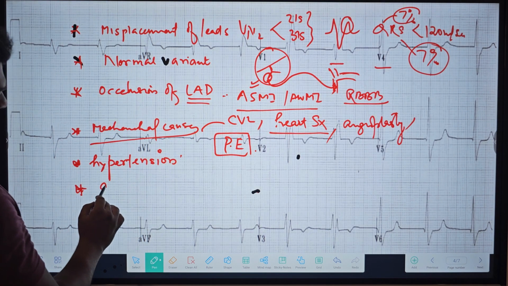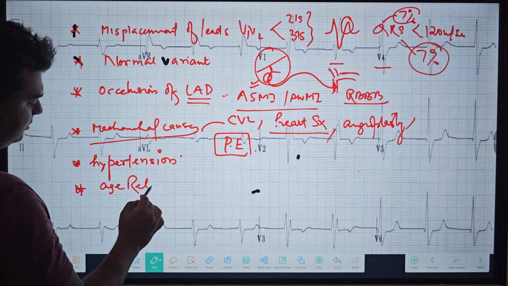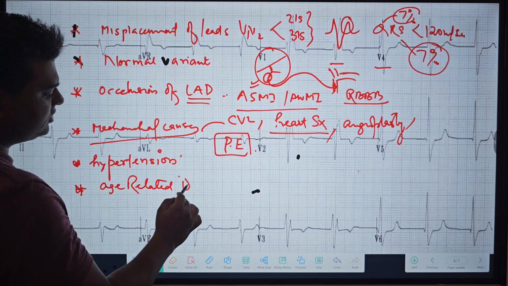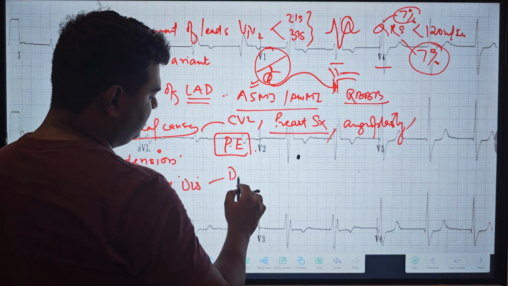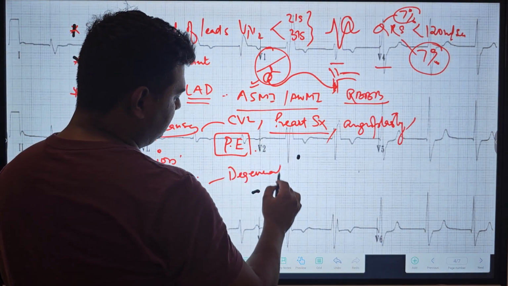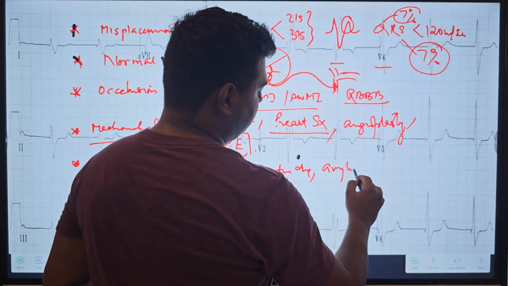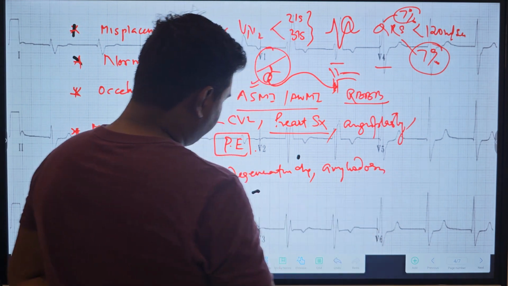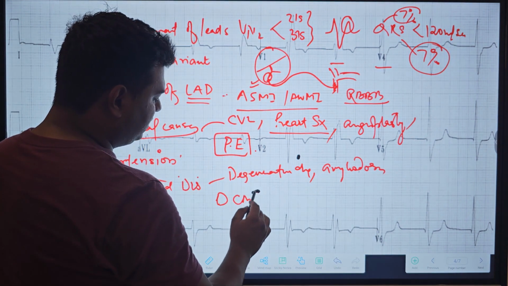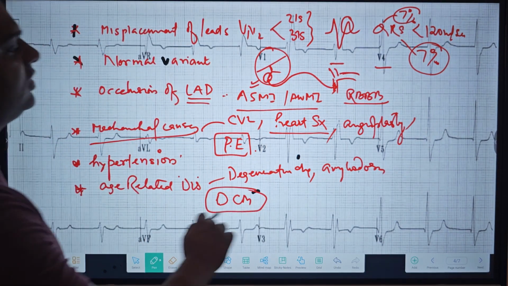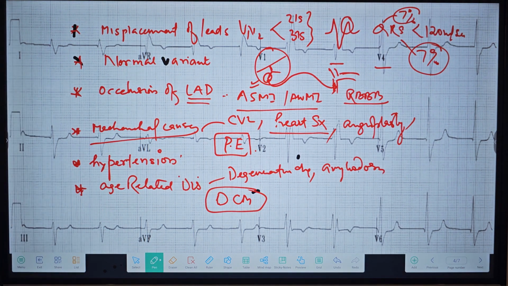Sixth, age-related disorder, like degenerative changes. Example, amyloidosis. Then there can be dilated cardiomyopathy. These all are the causes of the right bundle branch block.